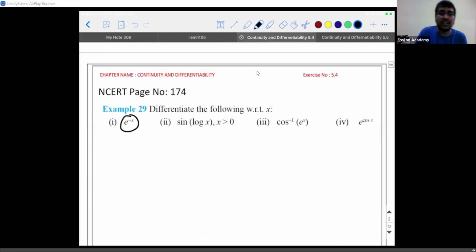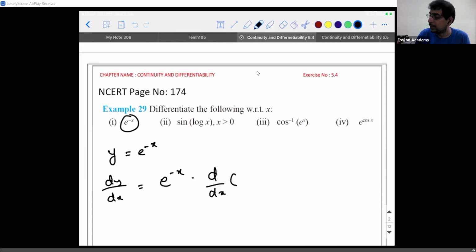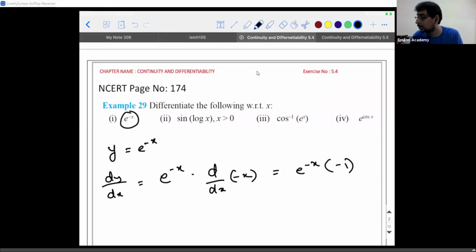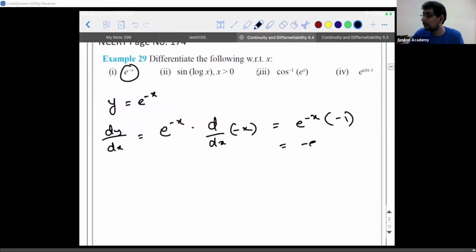Listen to this. Differentiate e power minus x. Chain rule. y is equal to e power minus x. dy by dx is e power minus x into d by dx of minus x. So what is the answer? e power minus x into the derivative of minus x, which is minus 1. So it is minus e power minus x.